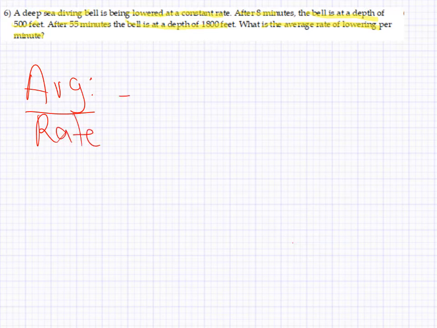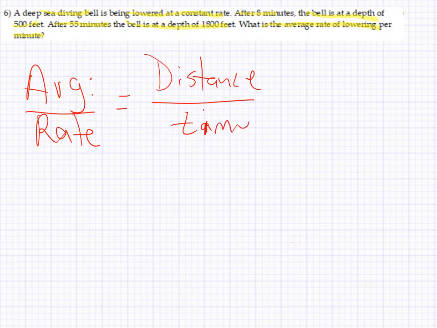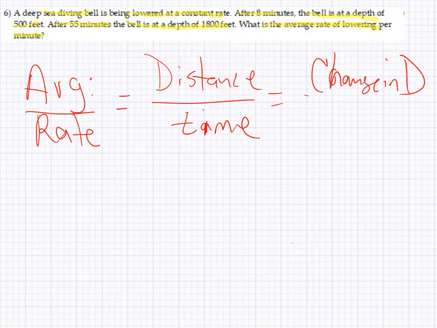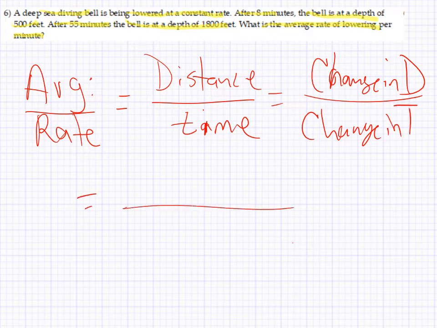What we want to do is the distance over time. Or more specifically, the change in distance over the change in time. And so, well, the change in the time was 55 minutes to 8 minutes. Now, it doesn't matter how you do it. You could have said 8 minutes to 55. You could have reversed the order here.